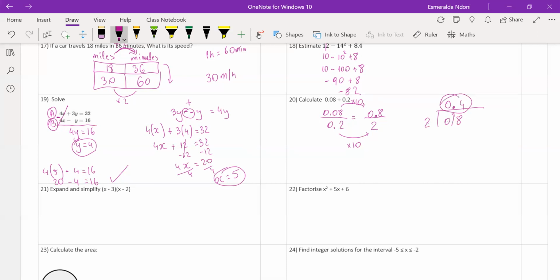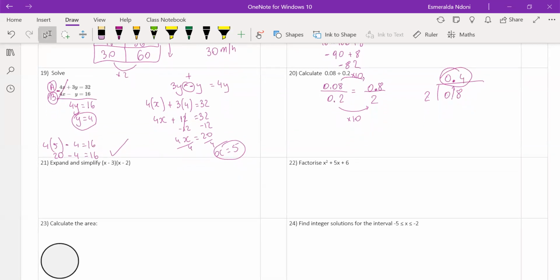Question 21. Expand and simplify. So we're going to do x times x and x times negative 2. So x times x is x squared. x times negative 2 is negative 2x. Then we do negative 3 times x and negative 3 times negative 2. They'll give us a negative 3x plus 6. And we collect like terms. x squared minus 5x plus 6. I've expanded and simplified this expression.